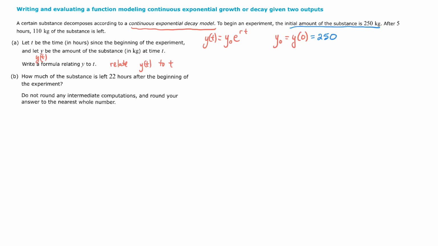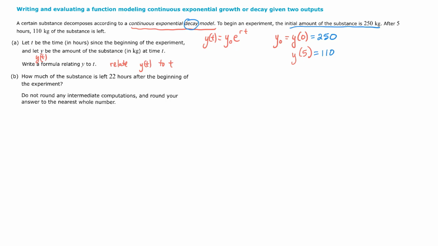We also know something else. We also know that y of 5 is equal to 110 kilograms of the substance. And so you can see as time elapses, there's less and less of the substance. So this is actually a decay problem as indicated.